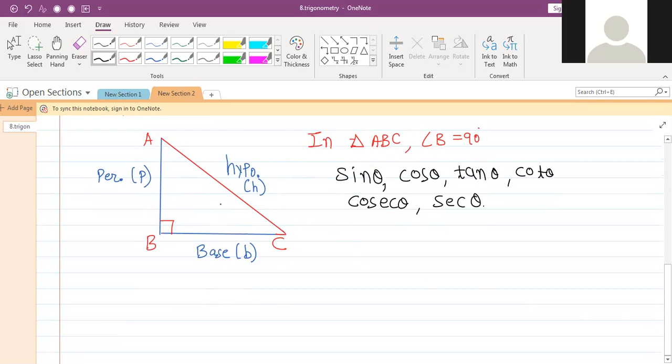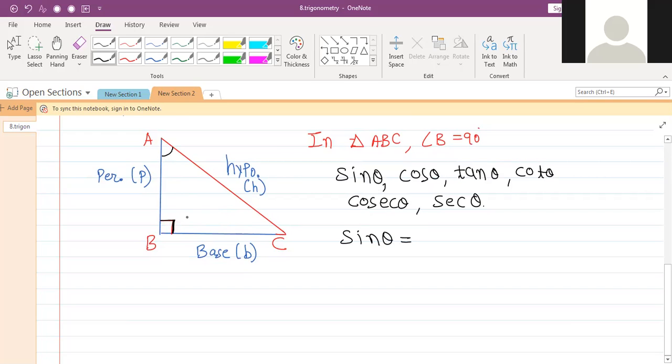If two sides are given, then we can find the third side. And the triangle is right angled, so we can use Pythagoras theorem. Okay, and now we can also use the trigonometric ratios. So what is the formula of this one? For sine theta, here we can take this angle A as theta, or we can also take angle C as theta. B we cannot take as theta because B is already given as 90 degrees.